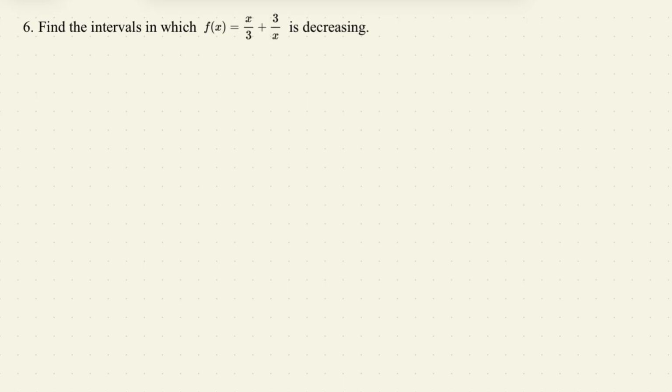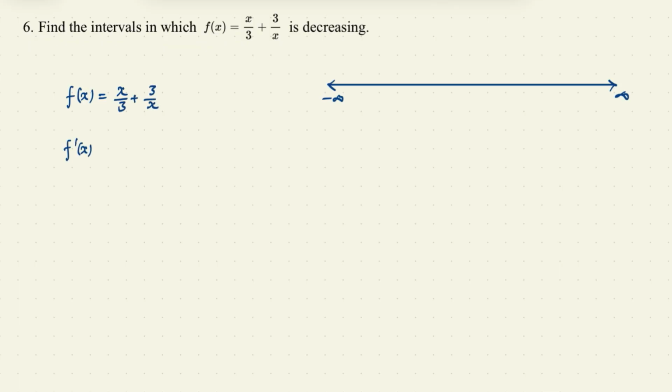Question number 6. Find the intervals in which this function is decreasing. So, the interval is not given, that means the interval is the entire real number line. Let us differentiate. First, f x is x by 3 plus 3 by x. So, if I differentiate, we will have 1 by 3 plus 3 into differentiation of 1 by x, which is minus 1 by x square. So, f dash of x is equal to 1 by 3 minus 3 by x square.